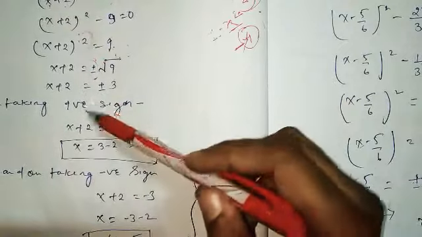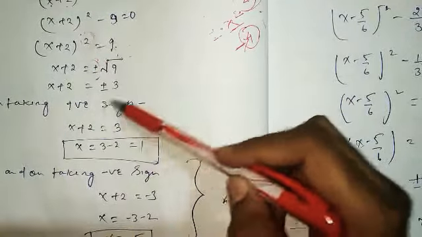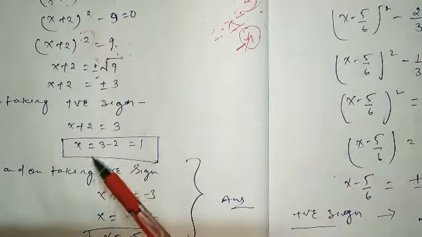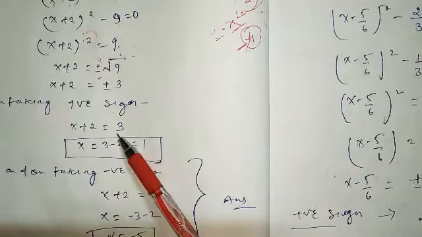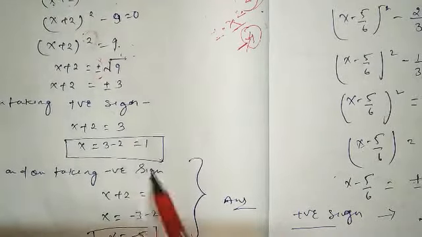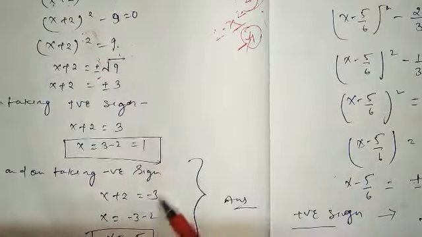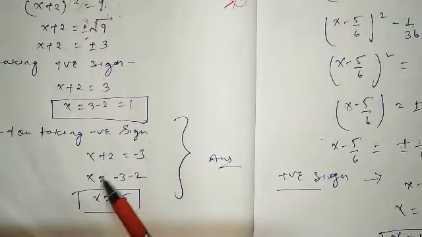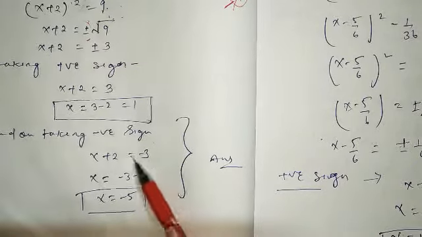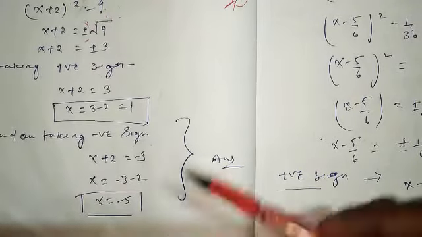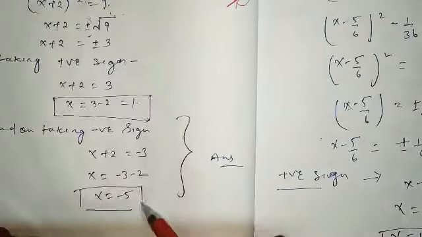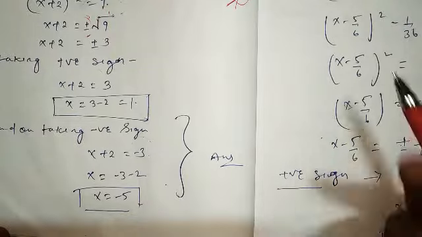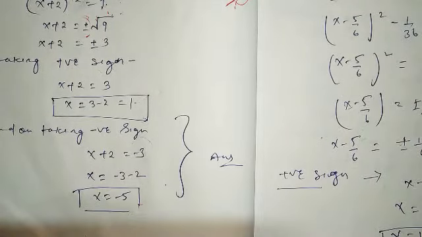Now we have to take the positive and negative signs separately. First of all, on taking the positive sign, x plus 2 is equal to 3, and x is equal to 3 minus 2, that is 1. And on taking the negative sign, you have to take minus 3. So x plus 2 is equal to minus 3, so x is equal to minus 3 minus 2, that is minus 5. So our answer is 1 and minus 5 for this quadratic equation by the method of completing the square.